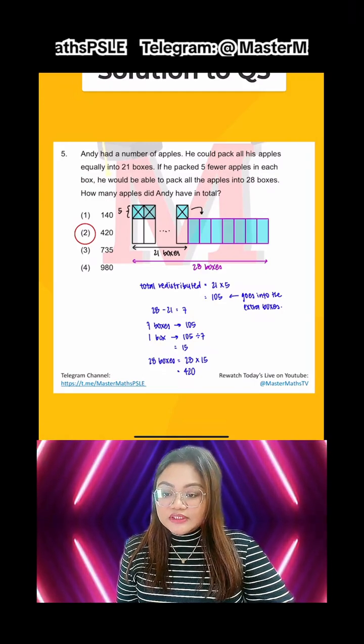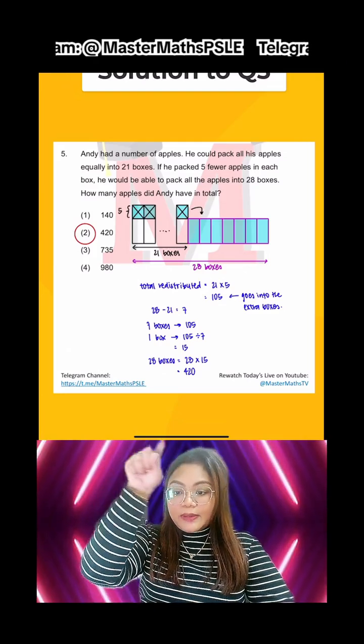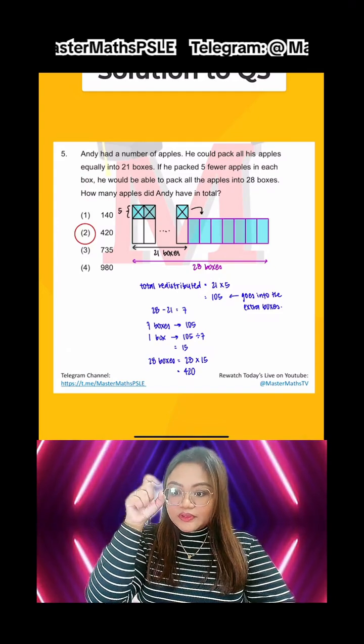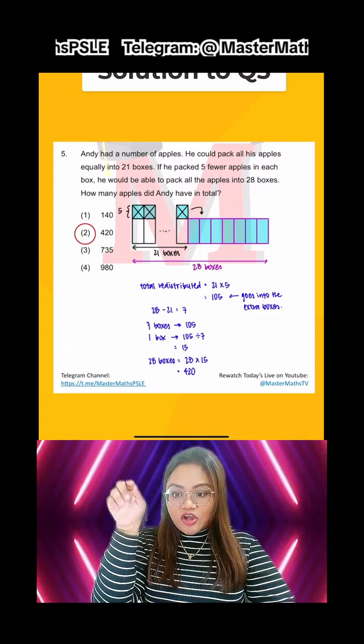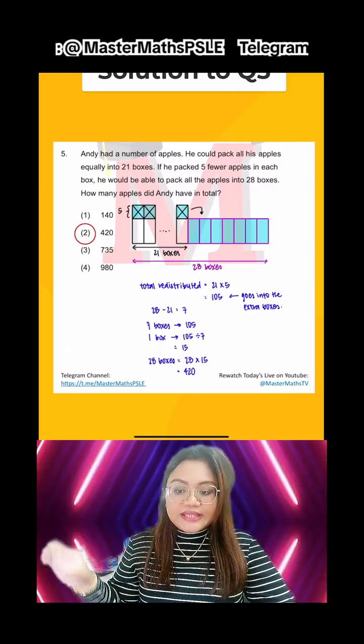This is a vertical model that I have drawn to show you that the highlighted part at the top has been redistributed to the purple color boxes at the bottom.